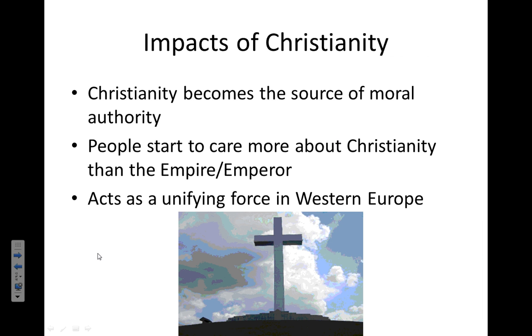So the impact of Christianity is that it becomes a source of moral authority for people in the empire. People then start to care more about Christianity than they do about the actual empire or the emperor. It also begins to act as a unifying force in Western Europe. People are coming together because they have a common belief system now.